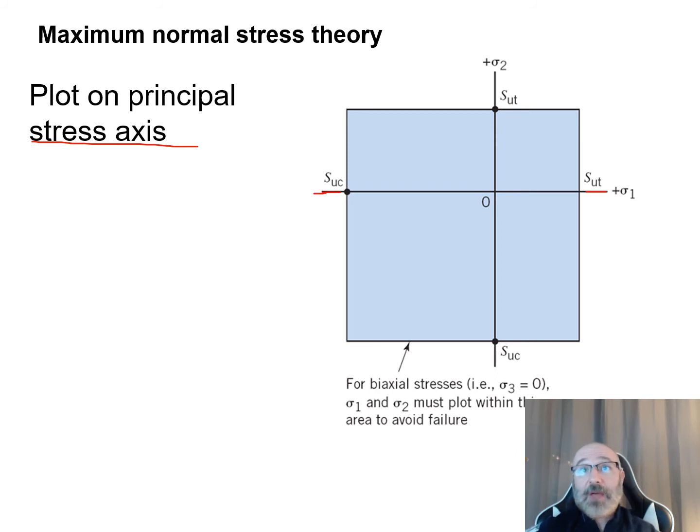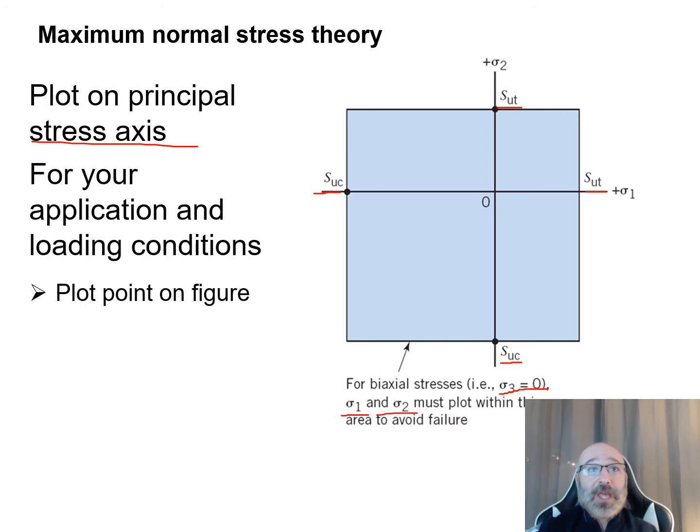Then we can see now we have sigma 2 up here, and our ultimate tension and ultimate compressive strength right there. And this is for biaxial stresses. So for example here, our sigma 3 is equal to 0, and sigma 1 and sigma 2 must plot within this area to avoid failure. So we need to make sure that sigma 1 and sigma 2 plot within this to avoid failure right there.